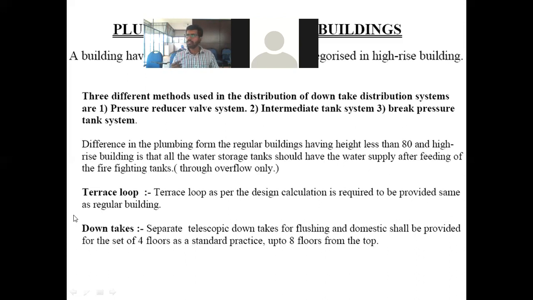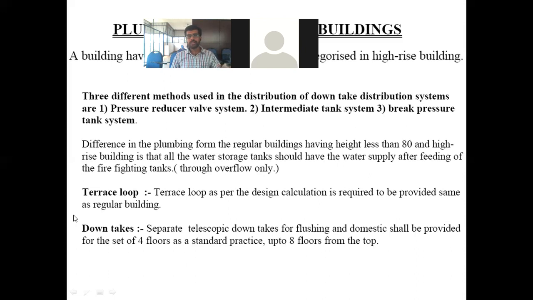Flushing is for the water closet, where we are not in direct touch with the water, so it is not necessary that it should be very pure or drinking water. So you can use one tank for flushing purposes and another tank for domestic use.